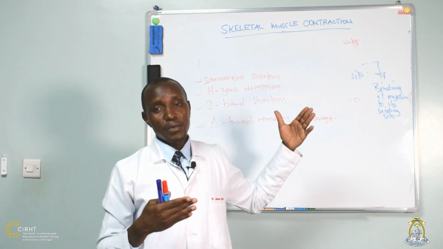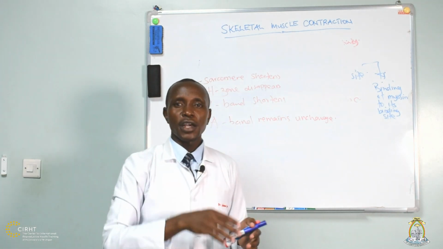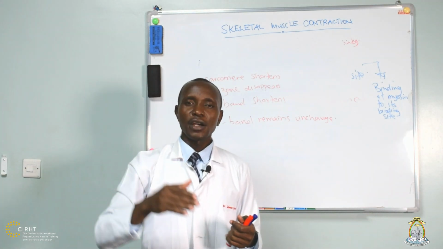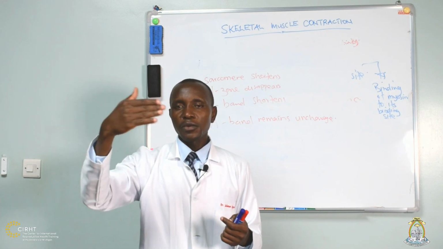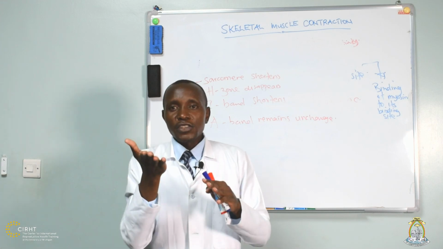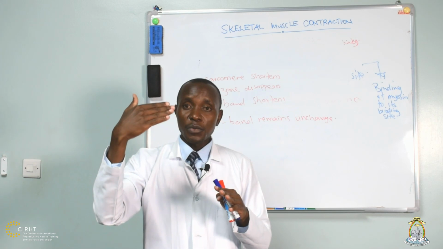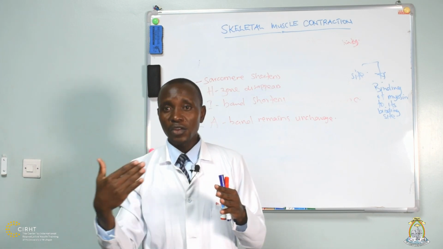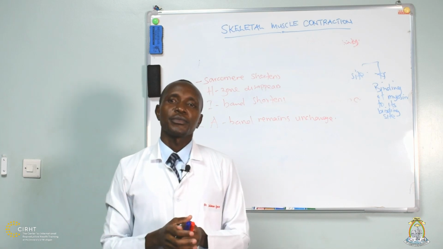Remember all the steps that we have described here. It starts from arrival of impulse at neuromuscular junction, impulse taken to the interior of the cell, release of calcium, and then calcium binding to its binding site, and then dislodging the tropomyosin from its binding site, inhibiting troponin I, and causing the head of myosin to attach to its binding site, and energy will be provided.